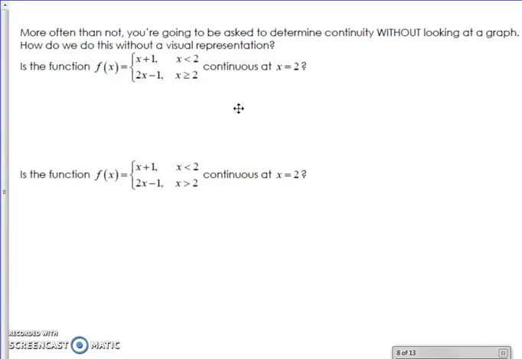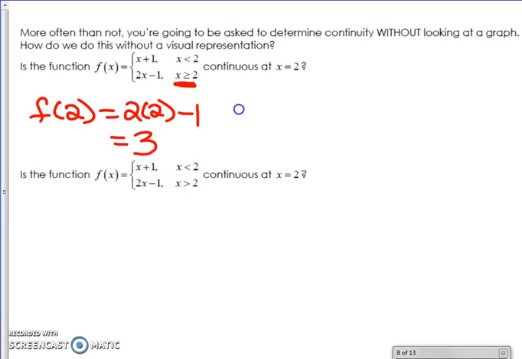The first thing you want to do is plug in, in this case at 2. So f of 2. Remember, this greater than or equal to means when I'm plugging in at 2, that's the equation that I have to plug into, that second one. So to evaluate f of 2, that's 2 times 2 minus 1. That gives me a 3. So does f of 2 exist? Yes. So now I get to say, does the limit exist?